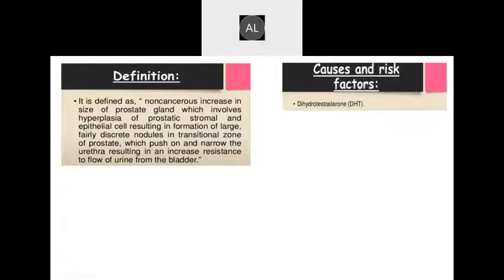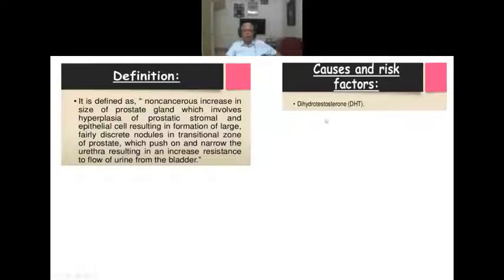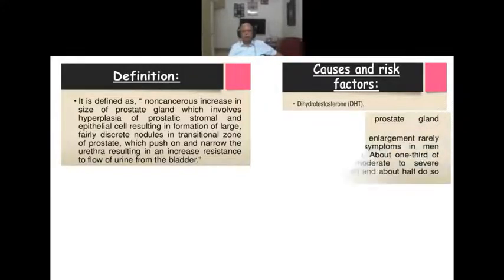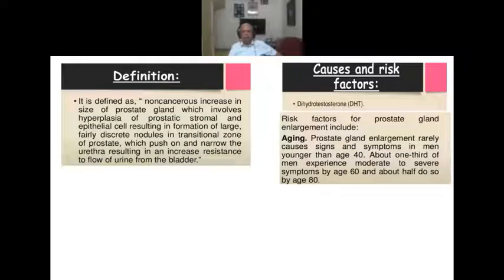Now, the main cause is dihydrotestosterone alteration. So, if it is overacting, then you will have excessive growth. But what are the risk factors? The cause is dihydrotestosterone excess. But the risk factors are aging. So many after the age of 40, 1/3 of the men experience moderate to severe symptoms. By age 60, about 1/3, and more than half by the age of 80.